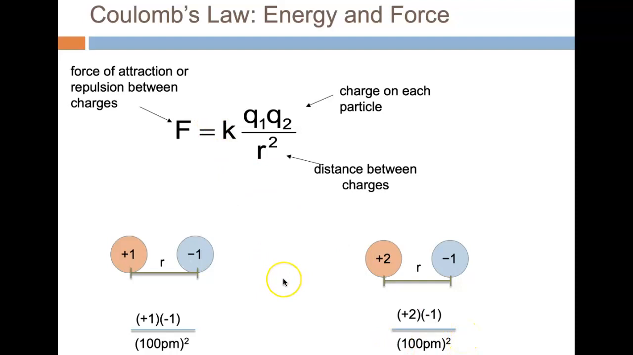So whenever you want to determine if an attraction between 2 charges is greater or less than another, you could use what we call this Coulomb's law ratio to decide. So if you put in your calculator 1 times 1 divided by 100 squared, and then put in your calculator 2 times 1 divided by 100 squared, you would see that this is a bigger number, which means there's a greater force of attraction.